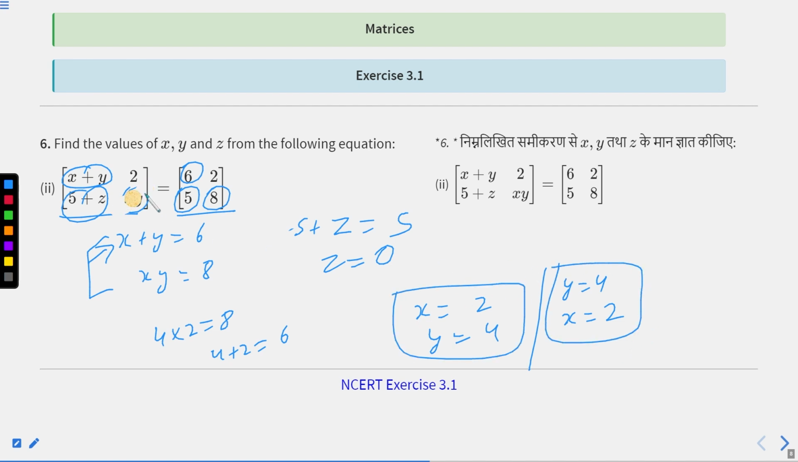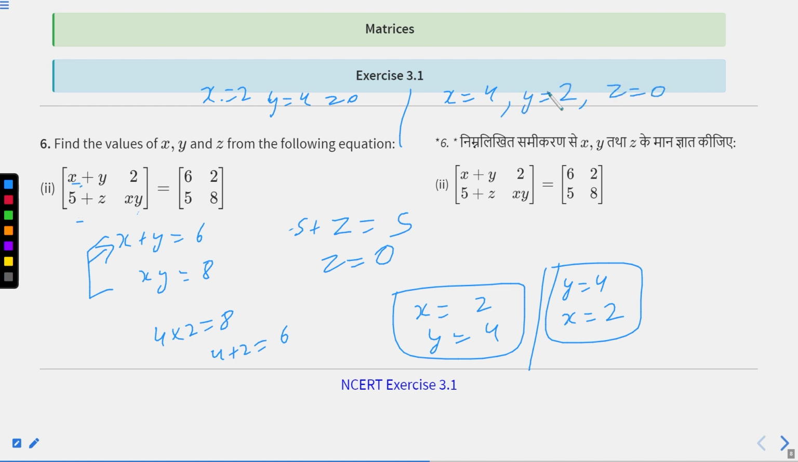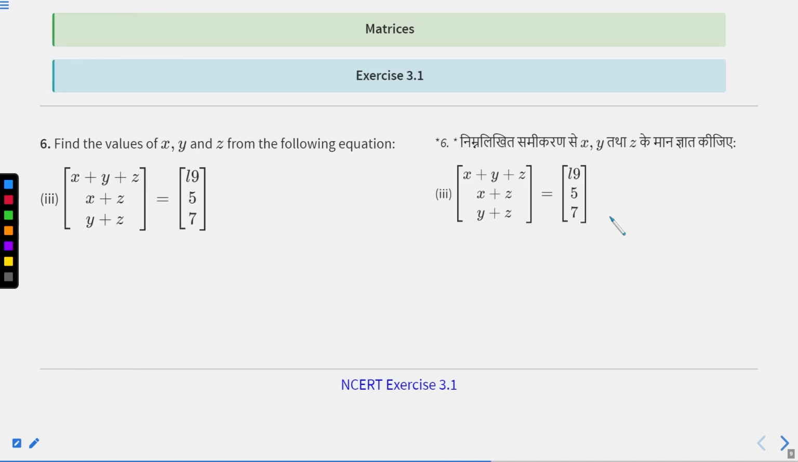Yes, as you can see, this satisfies everything. The product will always be 8 and their sum must always be 6. Okay, I hope that it is clear. So one pair of solution will be x = 2, y = 4, z = 0. Another will be x = 4, y = 2 and z = 0. One solution and another pair of solution. I hope that it is clear to you. Let us move to the next problem.